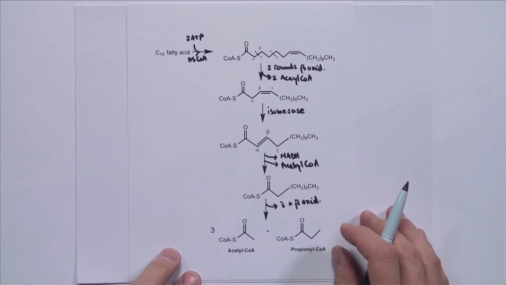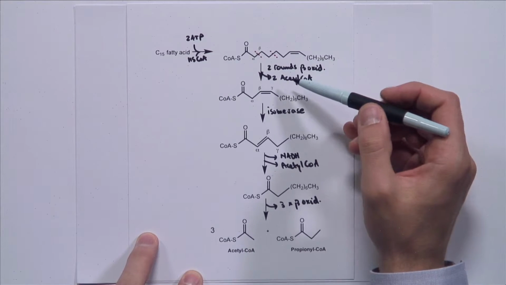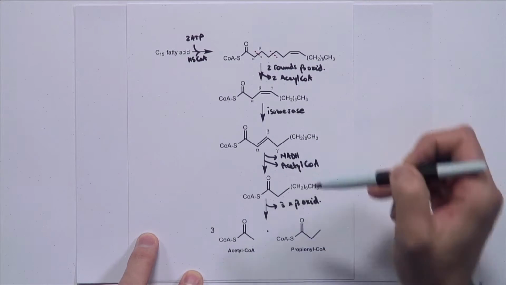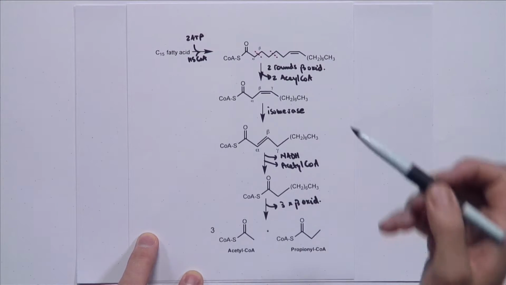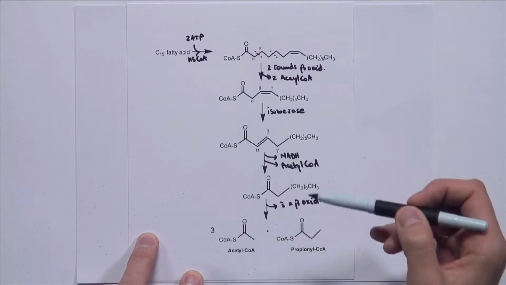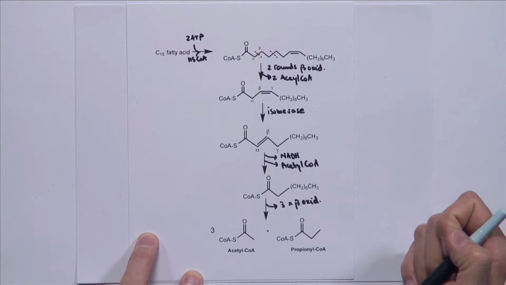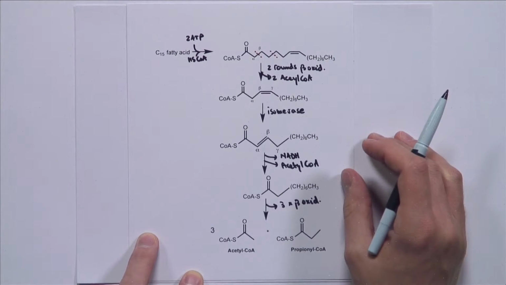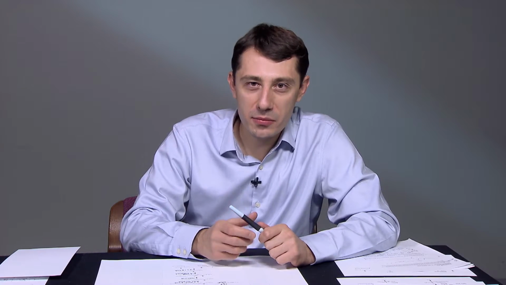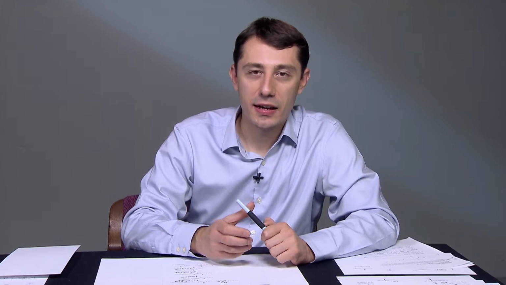So far, we have generated 2, 3, and another 3 here, 6 molecules of acetyl-CoA. And we've done 2, and another 3, 5 rounds of beta oxidation. And we also generated an additional NADH molecule. So now let's update our table with this information, and then we're going to figure out what happens to propionyl-CoA.